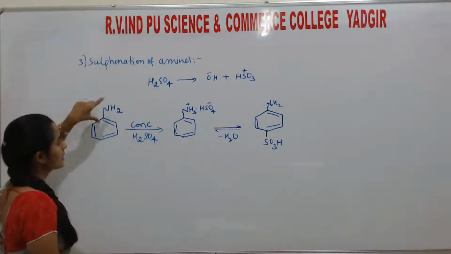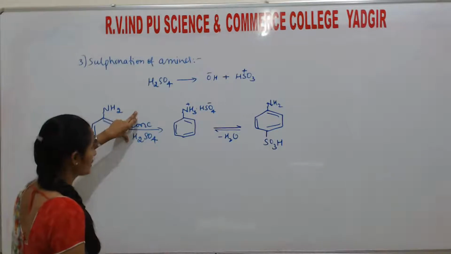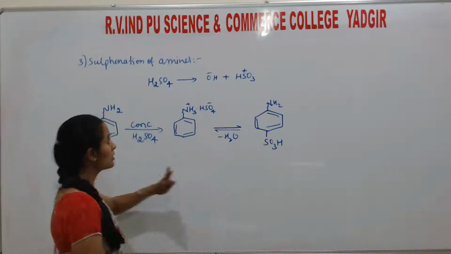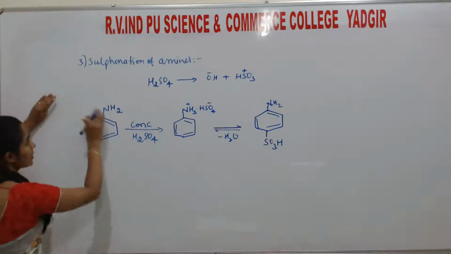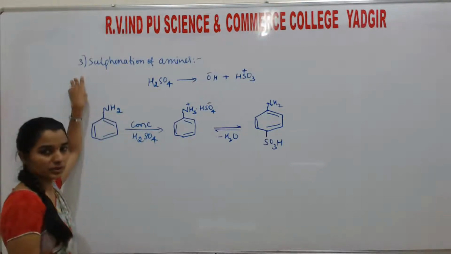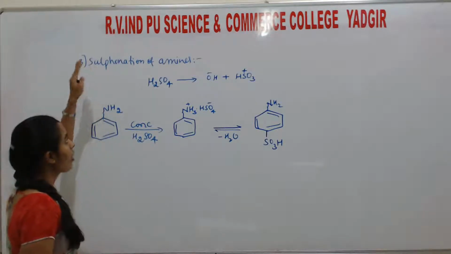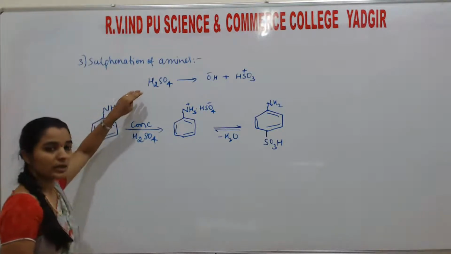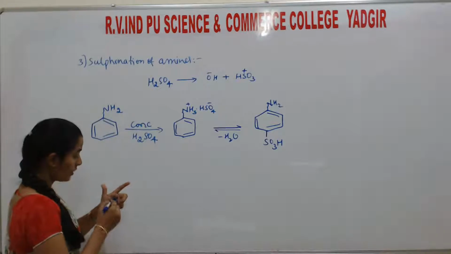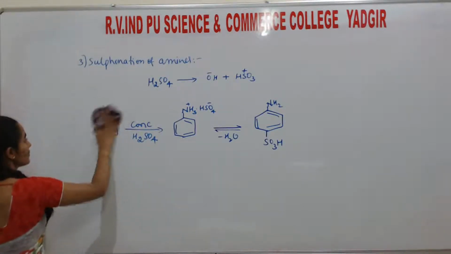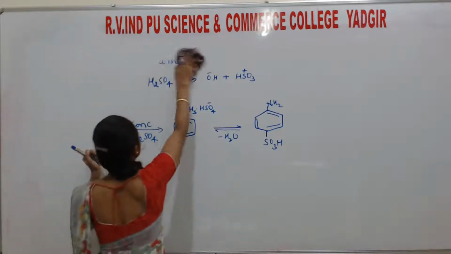Aromatic amines react with concentrated H2SO4 and give this type of reaction. So students, if they ask about sulfonation, you have to write only this much. I wrote nitration, sulfonation, chlorination and bromination in the same way. You just go and observe what is the difference between them.